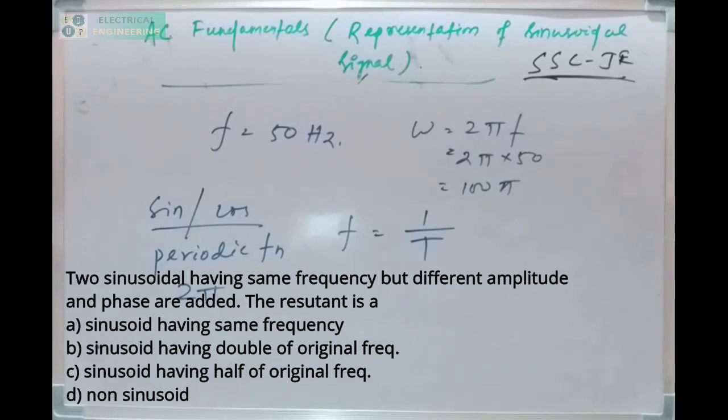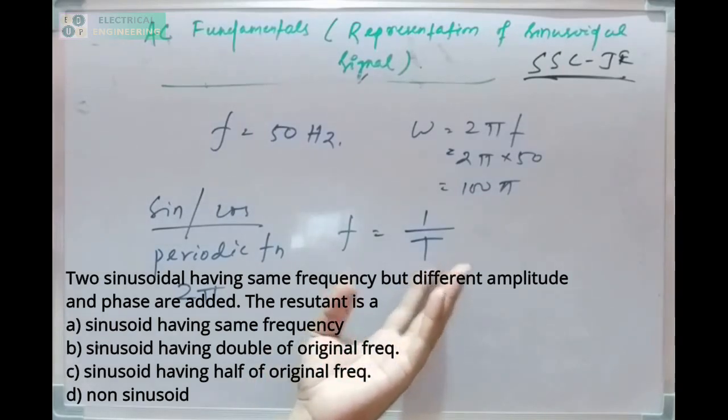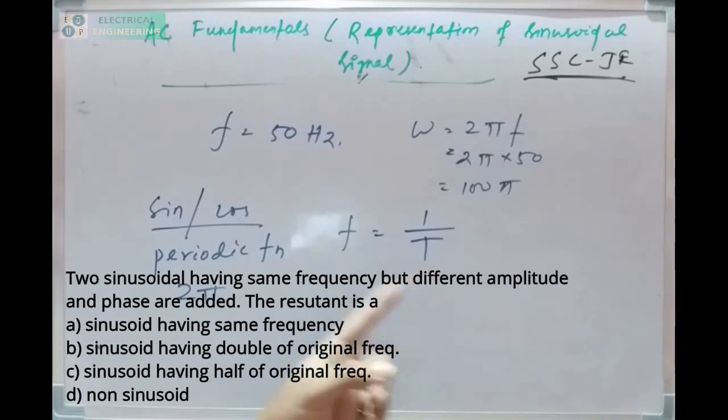Option B, sinusoid having double frequency. No, it can't be double because the time period is not being halved. If the time period is halved, then frequency will be double. But the time period is constant, so frequency will remain constant. Option C, sinusoid of half of the original frequency. If the time period is doubled, then frequency will be half. But the time period is not being doubled, so frequency will remain constant. And non-sinusoid is impossible because two sinusoids are being added, so you will get a sinusoid only.